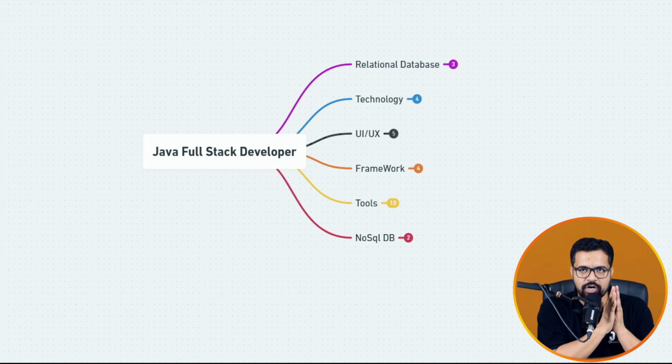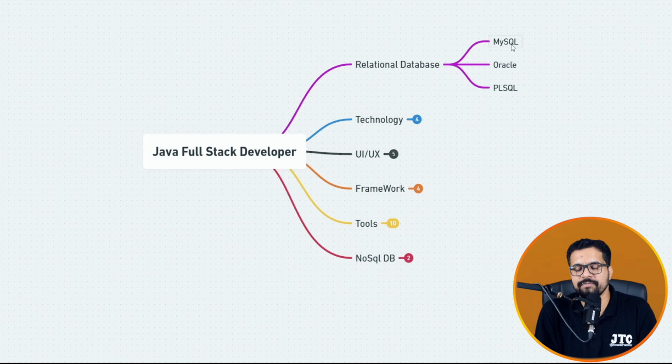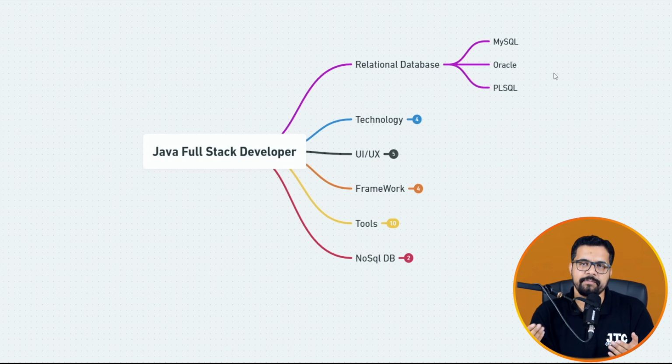So guys, when we talk about the important things of the Java full stack developer, first is relational databases, technologies, UI UX components, frameworks, tools, and NoSQL databases. When we talk about relational databases, these are a few important things, for example MySQL, Oracle, and PLSQL. You must have knowledge about these relational database tools like MySQL, Oracle, and PLSQL.